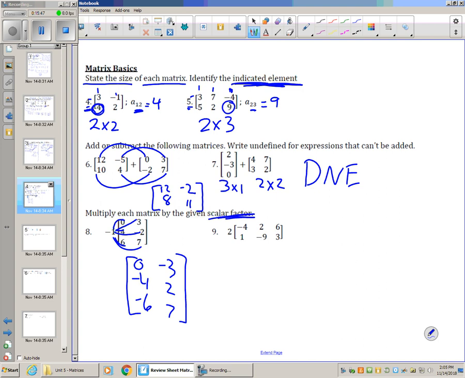Same thing for number 9. Just multiply 2 by everything. You're distributing that value through. I'm getting negative 8, 2, 4, negative 18, 12, and 6.